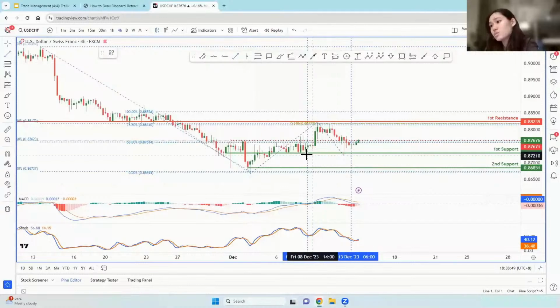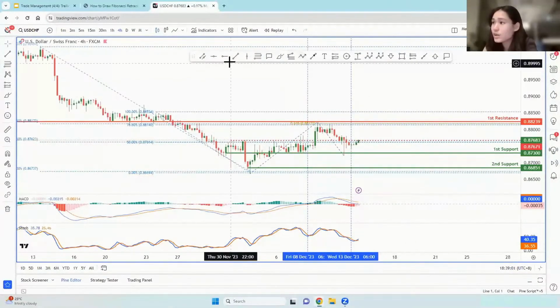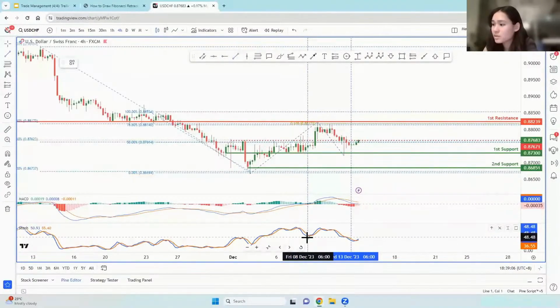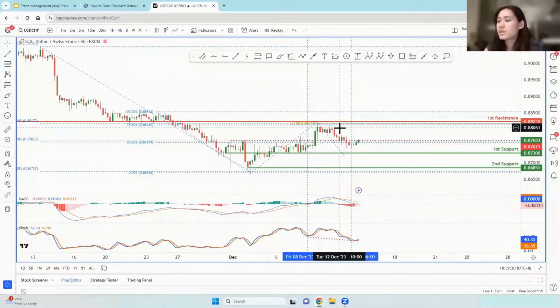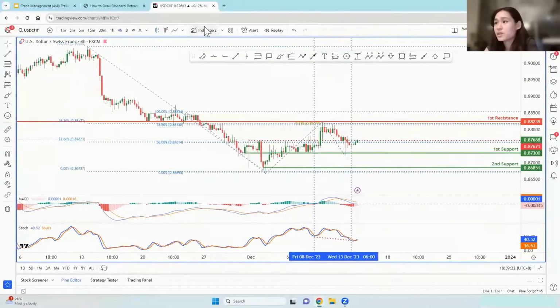Okay, so between these two lines, you can see price has stayed at the same level at our first support, but on our stochastic, price is making a lower low. So that's a bearish divergence.